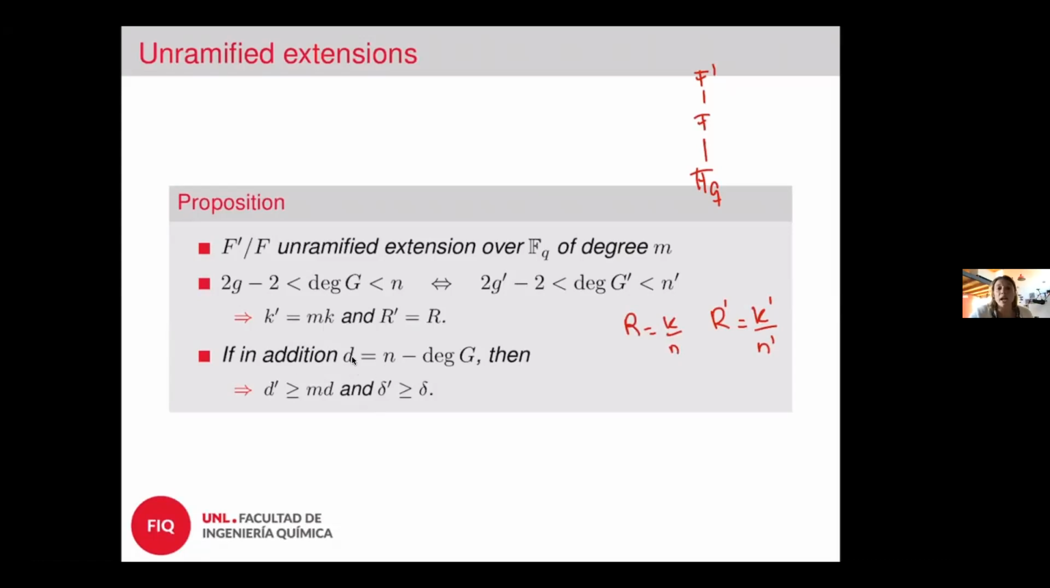But if in addition we have that the minimum distance is exactly this, remember that we always have that this is bounded from below by n minus the degree of G. If we have that the equality holds, then the minimum distance of the new code is greater or equal than m times d, and the relative minimum distance is greater. In the examples that we made, we get exactly the same relative minimum distance, but we just made not many examples in unramified extensions.